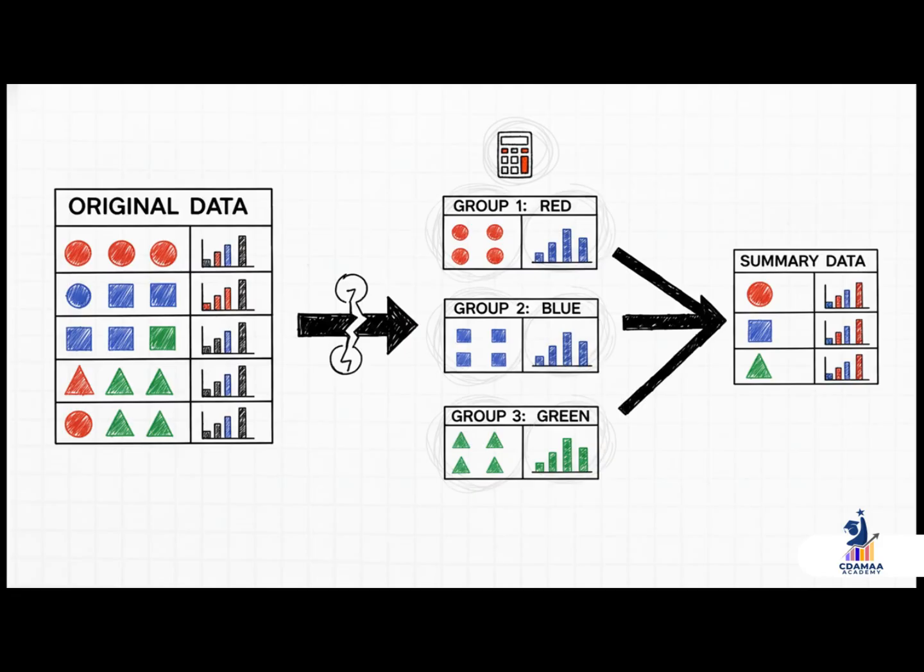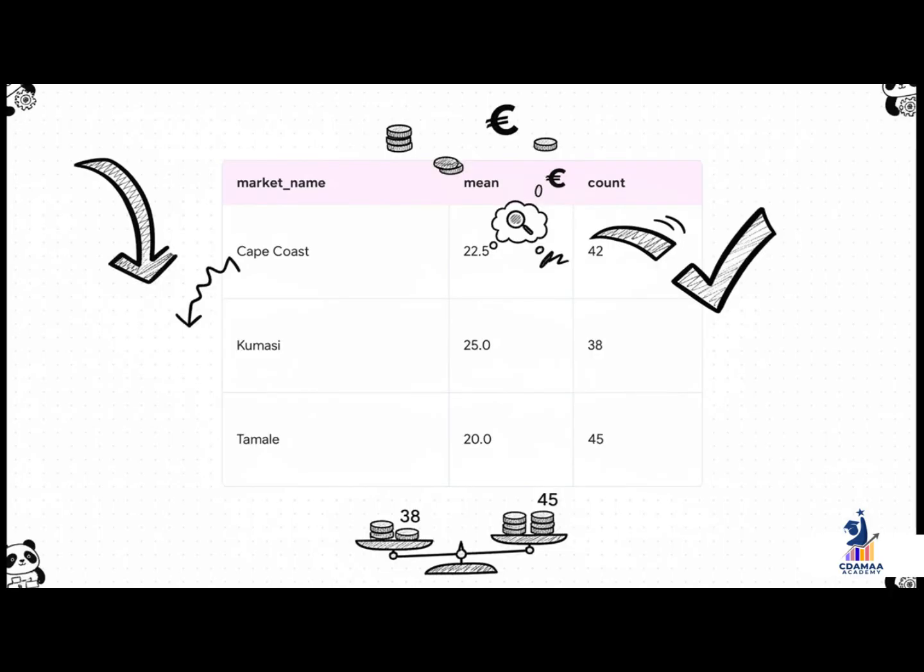This is where some real magic happens. We use this powerful method called Group By. We're telling Pandas, first, split up my tomato data into groups, one for each unique market name. Then, for each of those little groups, we're asking it to calculate the mean price and also to give us a count of how many prices were in that group. It's incredibly powerful. And here's what we get back, a perfect little summary table.